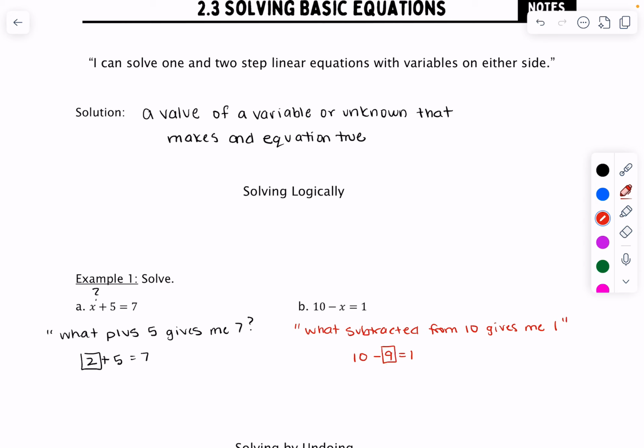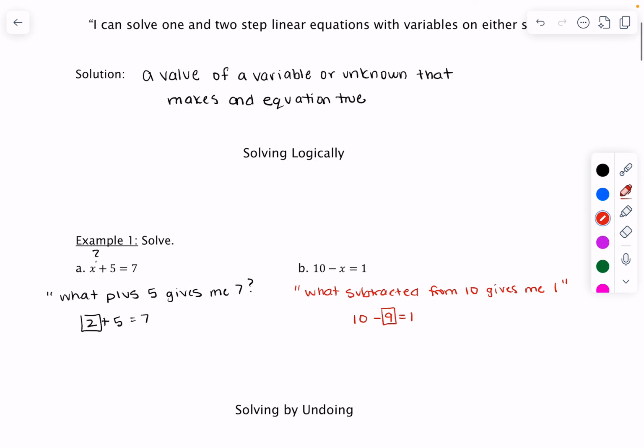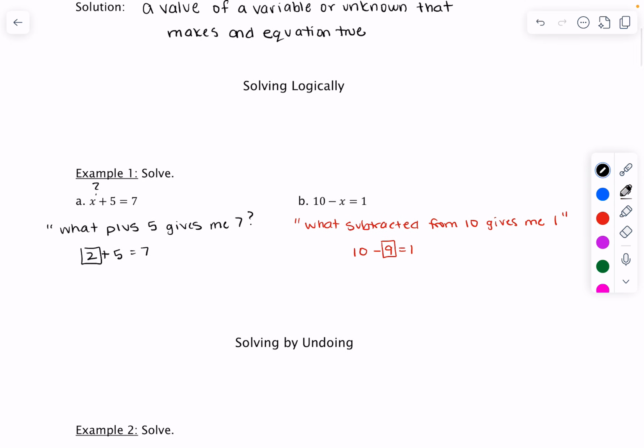So that's solving logically: looking at an equation, asking yourself, what makes sense here? What makes this equation true where I get the same thing on both sides? The other way you can simplify this is saying, well, 2 plus 5 is 7, and 7 equals 7. 10 minus 9 is 1, 1 equals 1, it's true. So that's solving logically. That's the basic fundamental of solving.